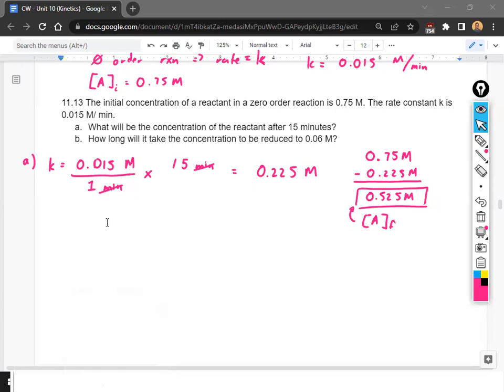Okay, so far so good. All right, let's go to part B. Part B gives you a different value. It's going to give you the final concentration this time. The final concentration is going to be 0.06 molarity. So this time we're working backwards. We have the final, and we need to find the length of time it takes to get here.